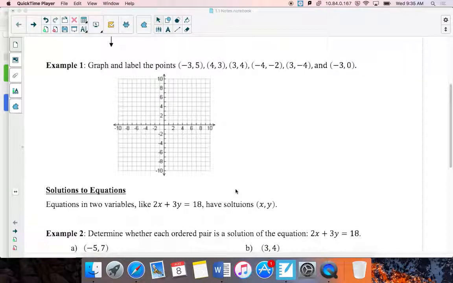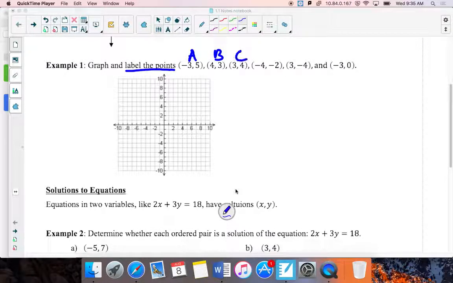We've got 6 points we're going to plot, and instead of labeling those points with their ordered pairs, I'm just going to go ahead and label them with capital letters. And then we're going to plot. Remember, the x is first, y is second, x and y axes. So we're going to go to -3, and then we're going to go up to 5, big fat dot, capital A goes right there. 4, 3, 3, 4, -4, -2, 3, -4, that's E, and then F is at -3, 0.